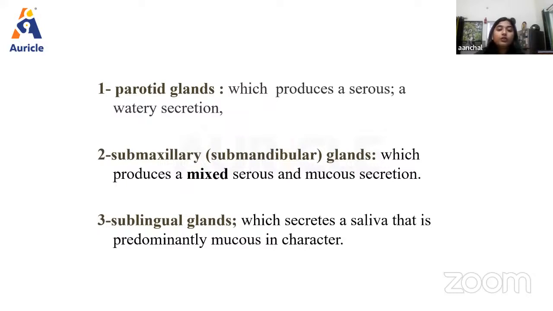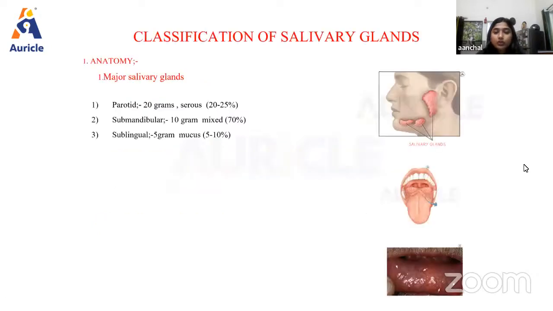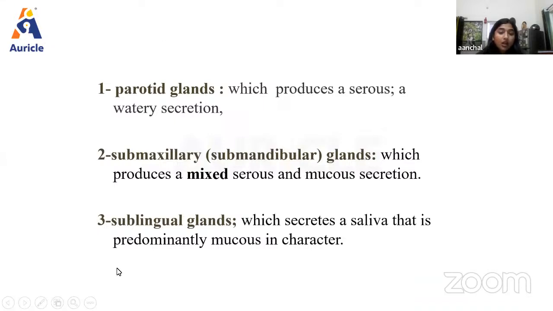Now talking about the parotid gland. The parotid gland is the largest of all salivary glands and is situated at the side of the face, just below and in front of the ear. So talking about the location, this is the location of the parotid gland. And it produces a serous and watery secretion.